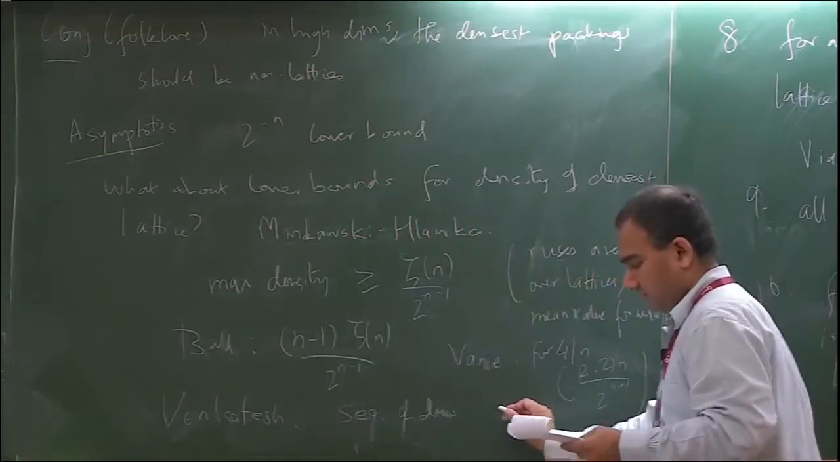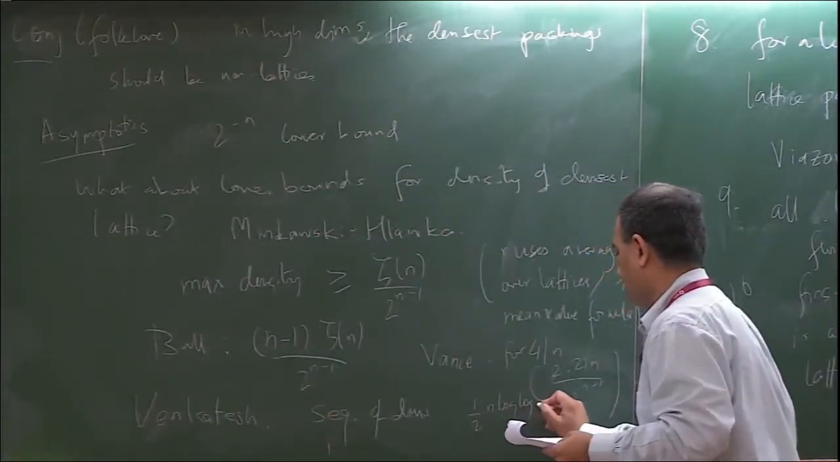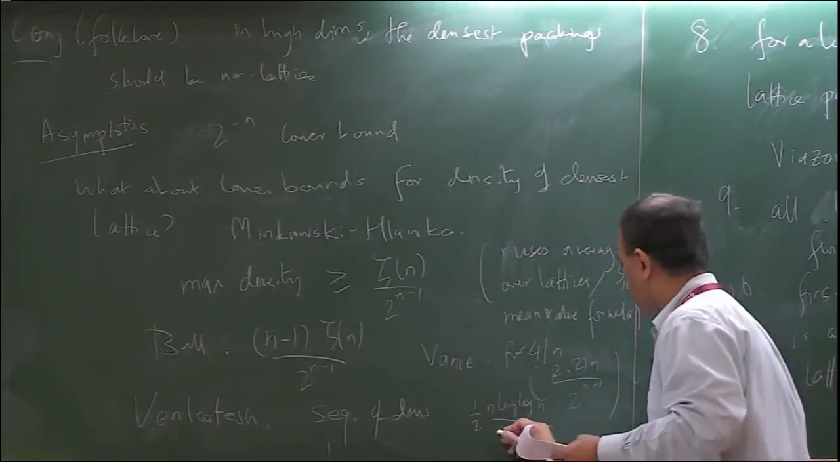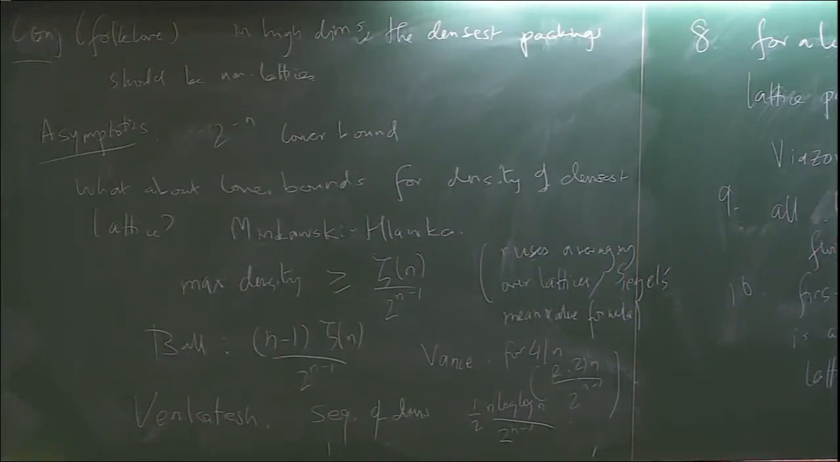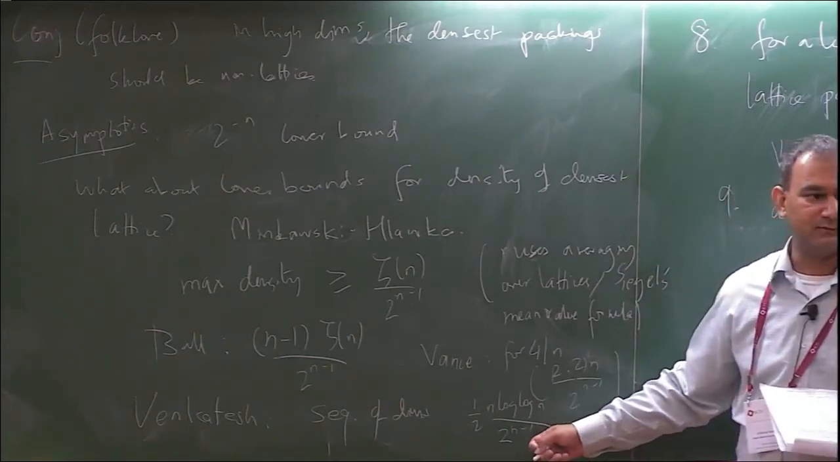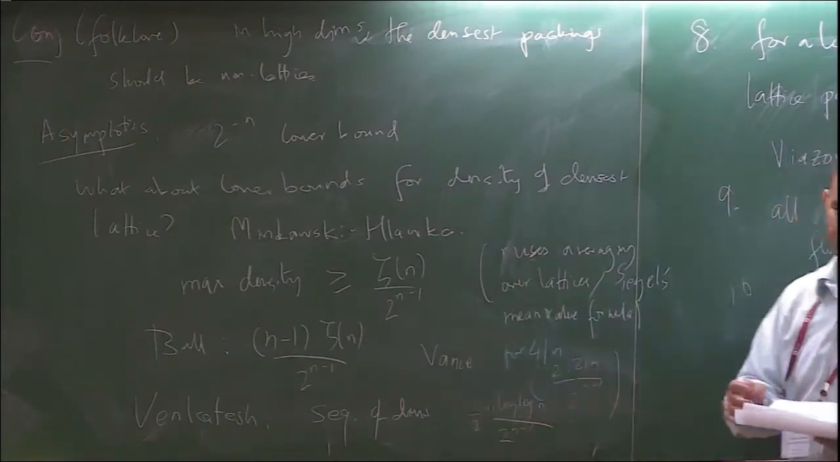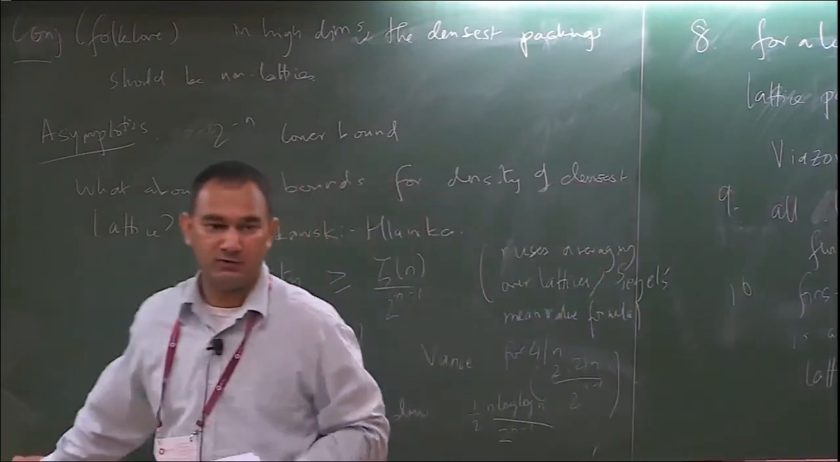It improved it to something like 1/2 n log n over 2 to the n minus 1. Okay. So the point I want to make is nobody's been able to improve the exponent for lattices. So that would be a really nice open problem. And all of these proofs are non-constructive.